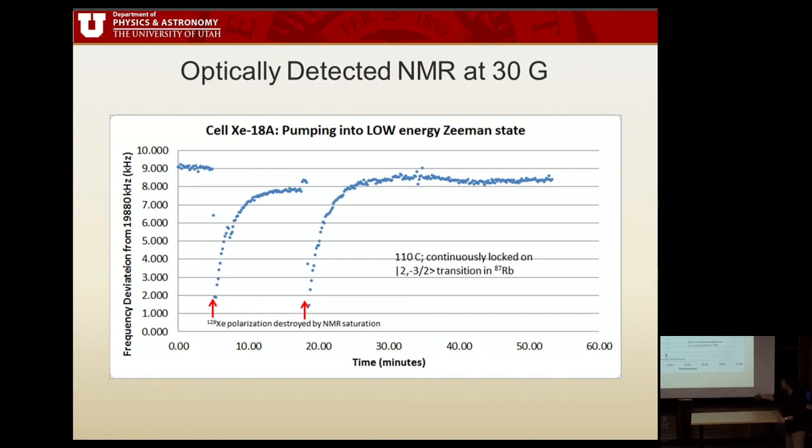And now I'm watching the xenon polarize again from that polarized rubidium back to its saturated equilibrium, polarized, and then I'll destroy it again. Boom, and here it is. So I'm doing NMR, and I'm measuring these time constant transients using one of Christoph's favorite tools, optically detected EPR.